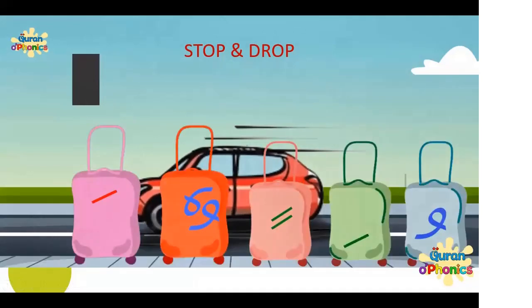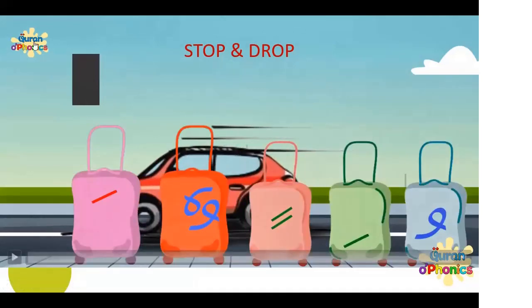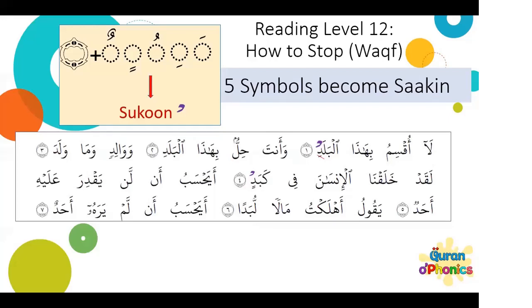These 5 symbols. This is how we help the child to remember that when there's a policeman in the road, when there's a stop sign, you stop and these 5 symbols drop. So whether it's a fatha or a kasra or a dhamma or tanween kasra or tanween dhamma, these 5 symbols will drop. So in the Holy Quran, the teacher can ask the child to do this annotation.